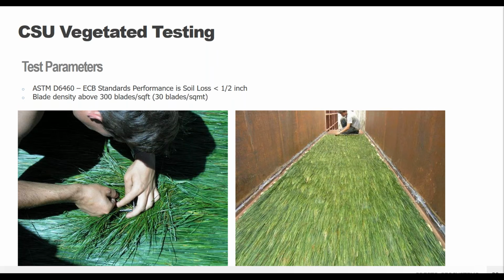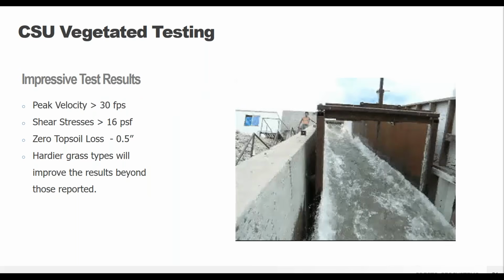Otherwise, you're just going to end up with a muddy looking channel, which is not anybody's goal. So you want to keep that really thick blade density so that you have that nice full grass growth. It looks like a nice green lawn. So vegetated channels hold up really well, even against turbulent flows, such as around corners or along rough terrain.